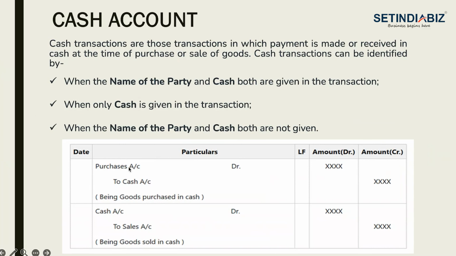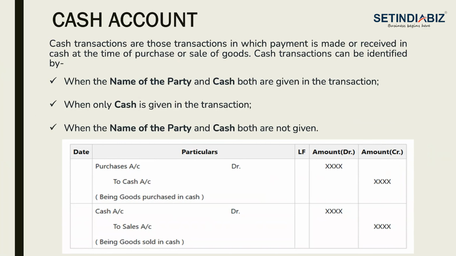But what are the other entries we can think of? Like rent being paid. So rent is an expense. When an expense is being increased, it is debited. When cash is being decreased, an asset is being decreased, it is credited. So rent account debited to cash. So make a simple rule: whenever cash is going out, it is to cash. It is being credited, right?